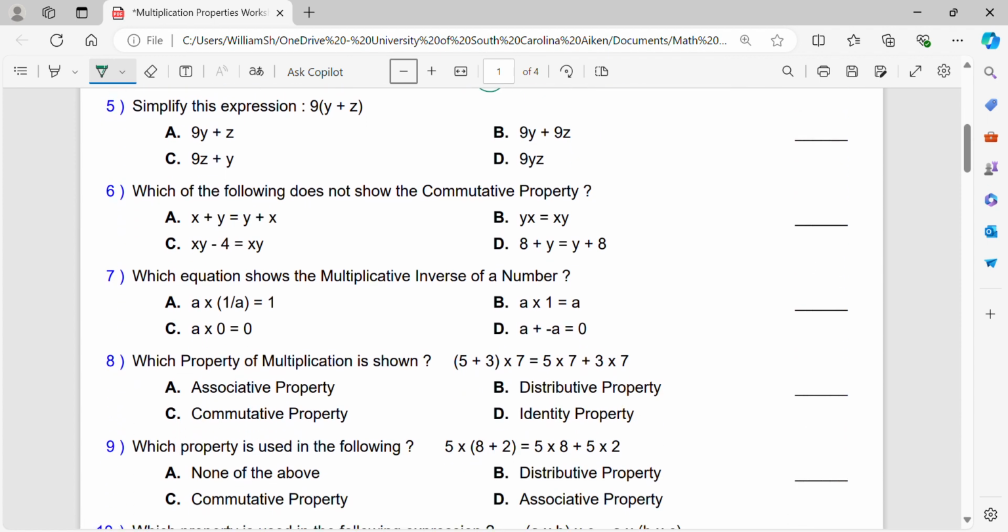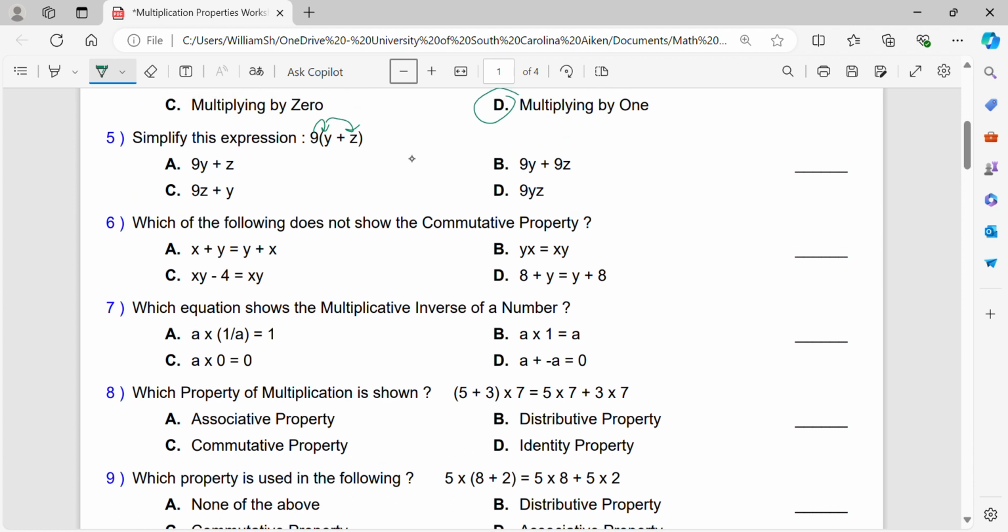Okay. Now, let's simplify this expression. Okay. We have 9 times (y plus z). Now, this will give us an excellent opportunity to use the distributive property, because I can distribute the 9 to the y and the z. If I distribute the 9 to the y, I get 9y. If I distribute the 9 to the z, I get 9z. So I should be looking for something that looks like this. Looks like answer choice B. Now, if you look at answer choice A, it forgot to distribute the 9 to the z.